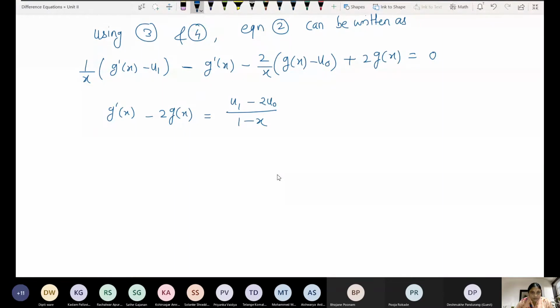You just simplify this. The g dash terms we have collected, and g of x. Is that okay? Yes, ma'am. Now, this is just a first order differential equation.